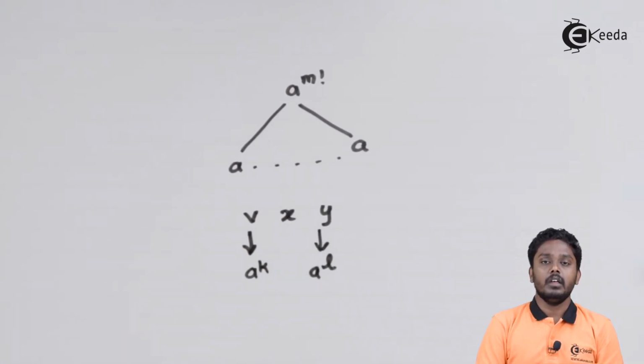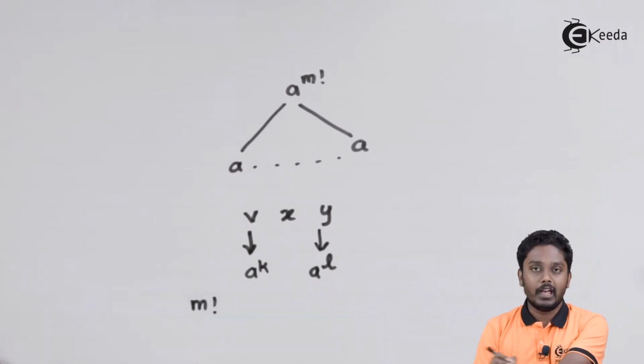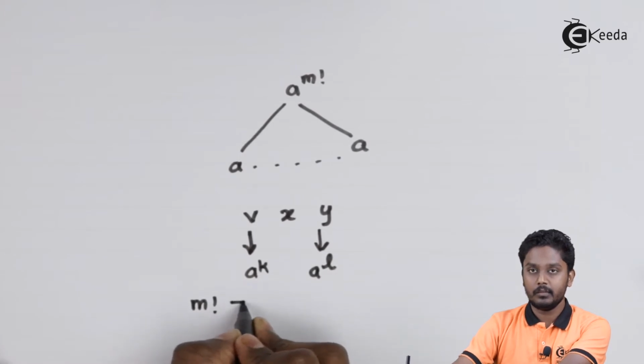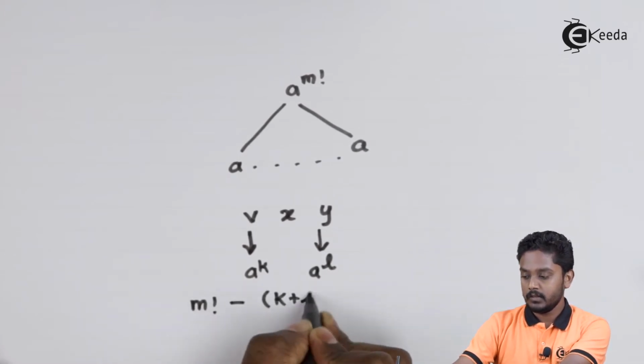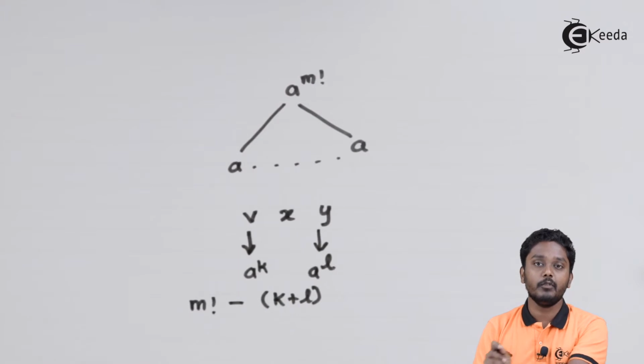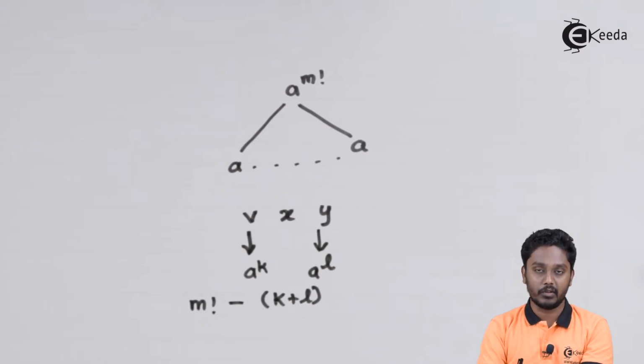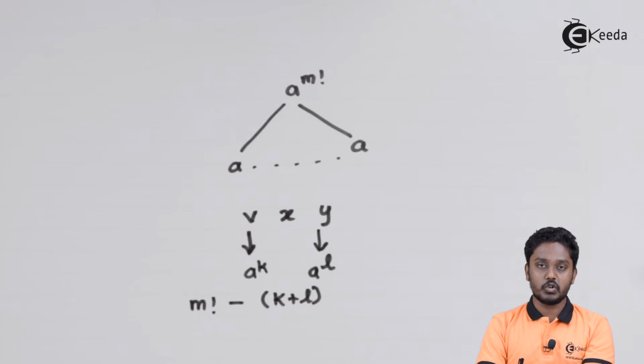Now, after pumping, if the string belongs to this particular language, this particular string should be of the form m factorial minus k plus l. That means if we remove the pumping part, this particular string should also belong to the language. For belonging to the language, it should be of the form n factorial. Let us say after removing the v and y part, the string obtained has some length j factorial.